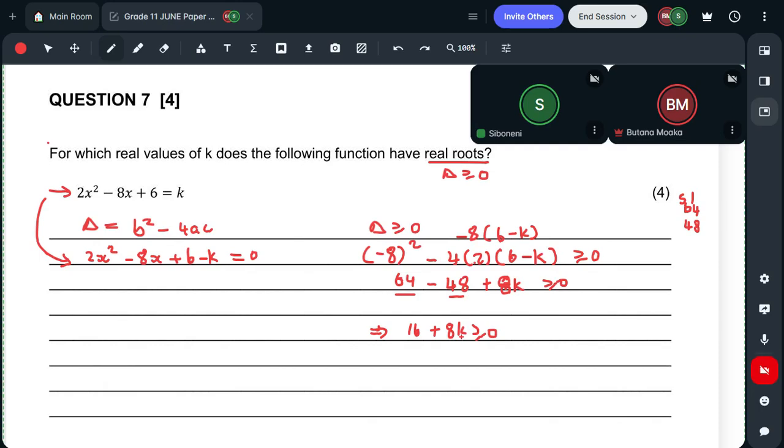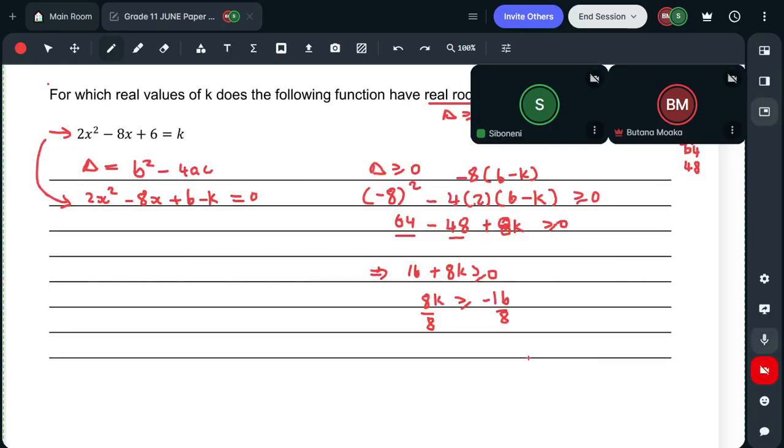Therefore, I'm going to move the 16 to the other side. 8k is greater or equal to minus 16. Divide both sides by 8, which gives us the value of k to be greater or equal to minus 2. And that's it for this one.